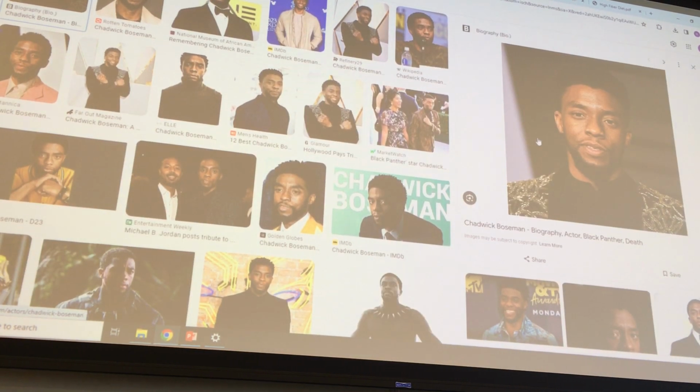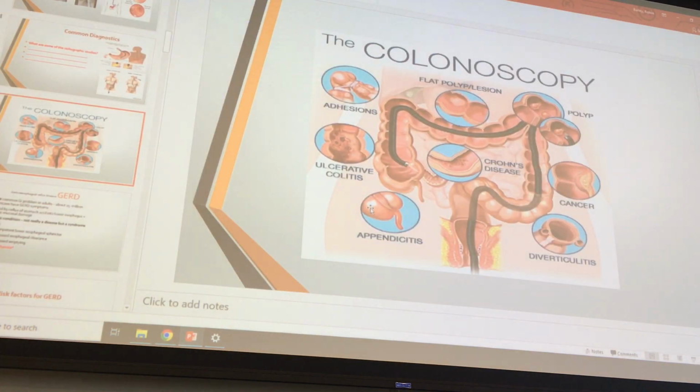So anybody know, I know you guys know who this is. Yeah. Right? So he died at 42. Okay? He died at 42 of colon cancer. So I put that up there because a lot of students don't recognize how important it is if you have a family history, and I'm not sure that he had a family history of colon cancer, but it's happening to everyone, all different ages.